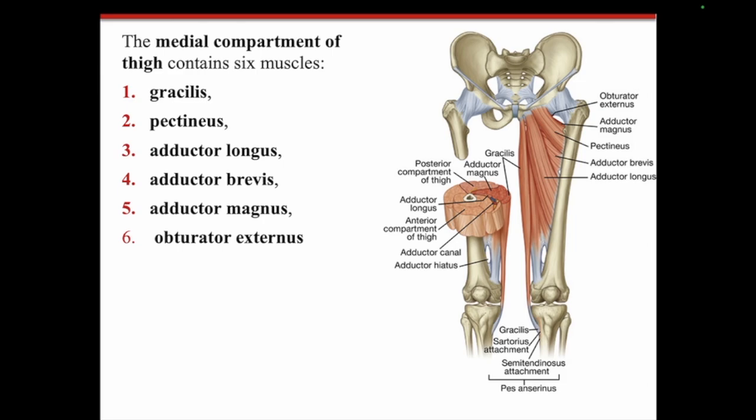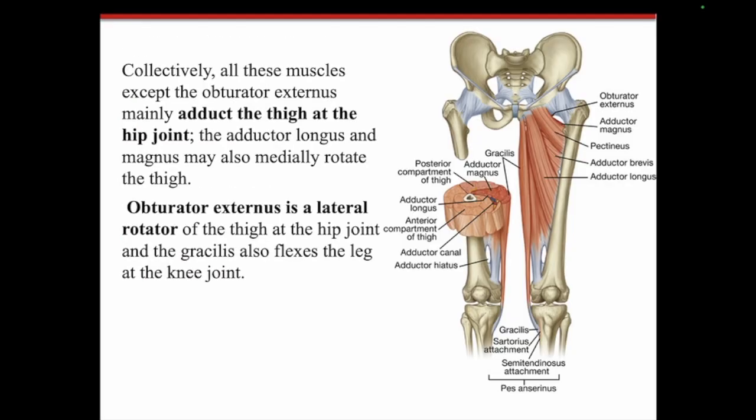In the medial compartment, we have the adductors, meaning that they will bring the thigh in. We have the gracilis, the pectineus, and the obturator externus, as well as the adductors. We have three adductors: the magnus, the brevis, and the longus. Collectively, they adduct. The obturator externus is also a lateral rotator.